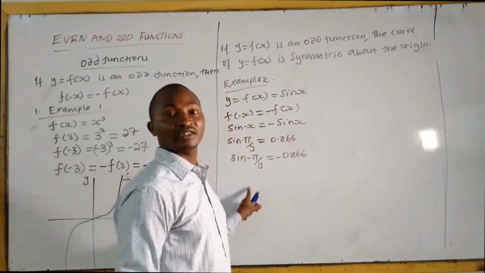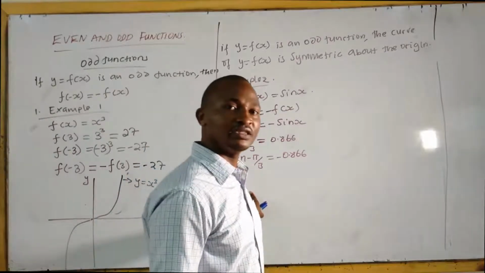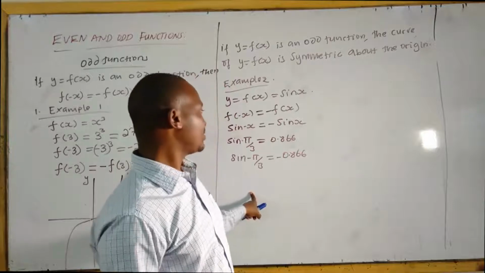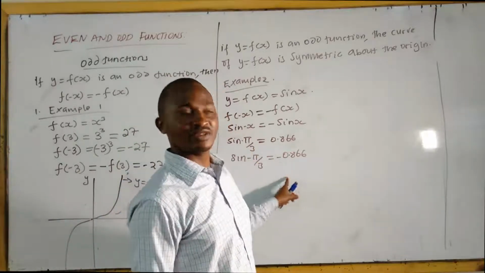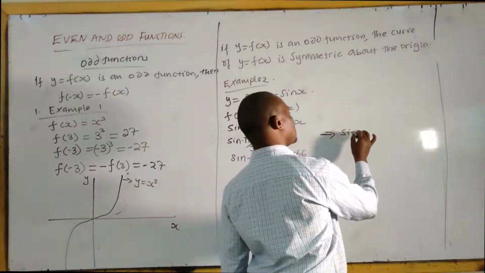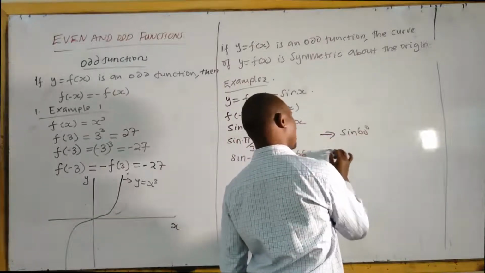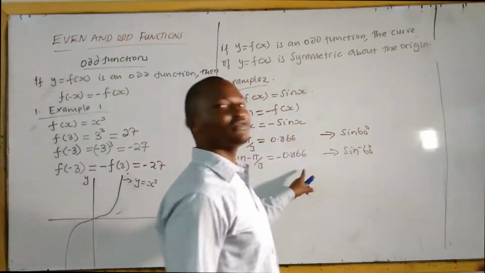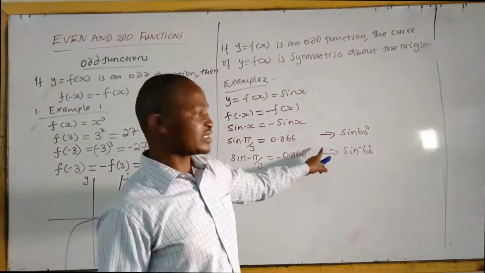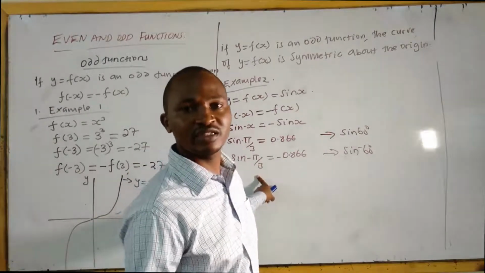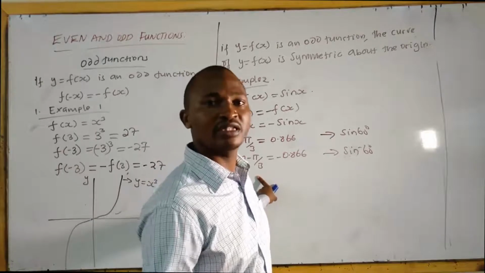If you check on your calculator, change the setting of your calculator from degrees to radians. But you can also use degrees. If you check using degrees, this is sine of 60 degrees, this is sine of negative 60 degrees. It's only that in Fourier series, a lot of the time you use radians. That's why I'm using radians. But you can check using degrees.